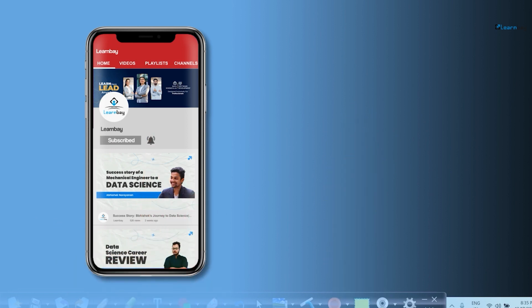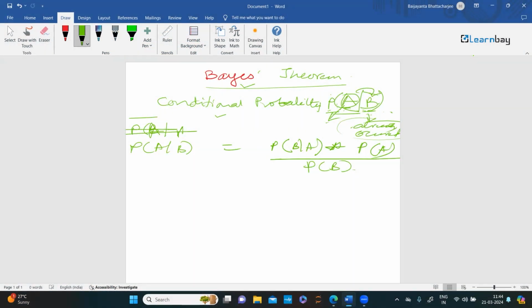Ma'am, what is that? Okay, ma'am, hello. Here we are finding A based on the B event already occurred, but here P of B given A is finding B based on A occurred, ma'am. Wait, let me just come to this point.